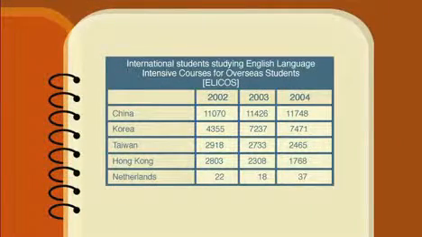Now let's finish with another example. Here's our data. It's a table. You can see that it shows data for the number of international students studying intensive English courses in Australia. We have the number of students in 2002, 2003 and 2004 for 5 countries: China, Korea, Taiwan, Hong Kong and the Netherlands. So how could you structure this essay?